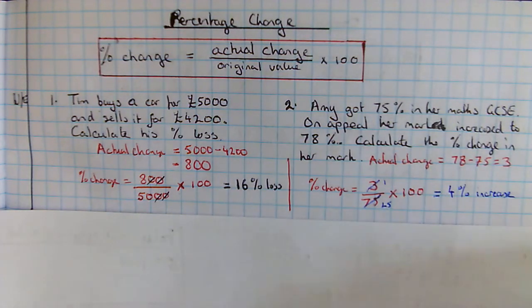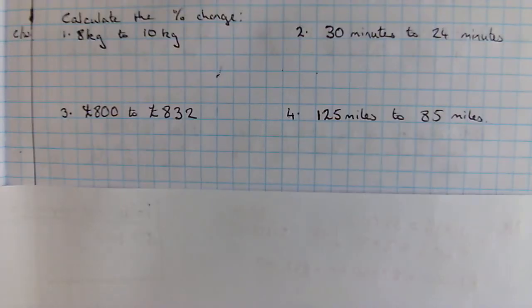Alright, pause the video now while you write down those worked examples. When you're ready, press play and we can go on to some questions. Just 4 questions for you to try here. For each of them, make sure that you work out your percentage change. Be clear in your answer whether it's a percentage increase or a percentage reduction. Pause the video now while you have a go at the questions, and when you're ready, press play to reveal the answers.